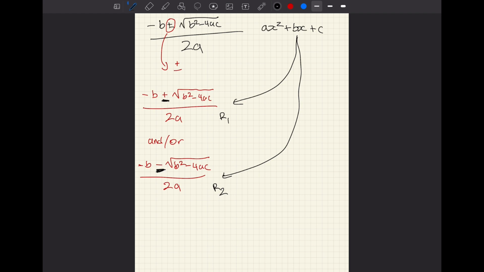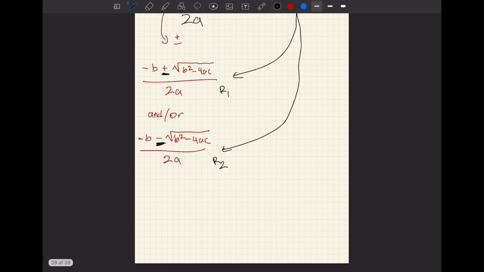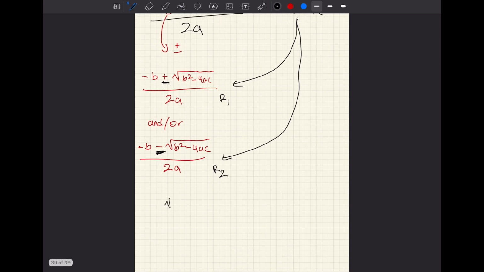Okay, now there is one special part of this that we should focus on in more detail, and it's called the discriminant. What it is, it tells us how many roots we are going to have.